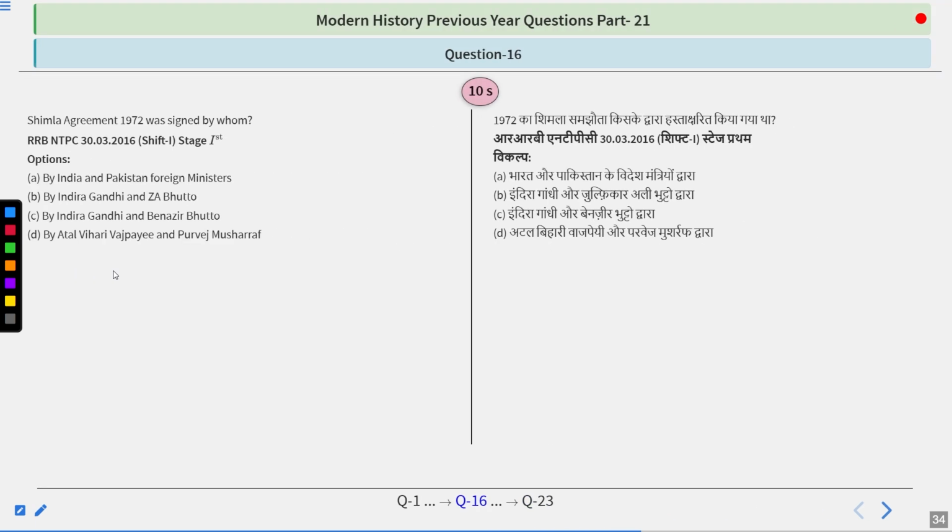Shimla Agreement 1972 was signed by whom? Options are by India and Pakistan foreign ministers, by Indira Gandhi and Zulfikar Ali Bhutto, by Indira Gandhi and Benazir Bhutto, by Atal Bihari Vajpayee and Pervez Musharraf. Try to think about it.